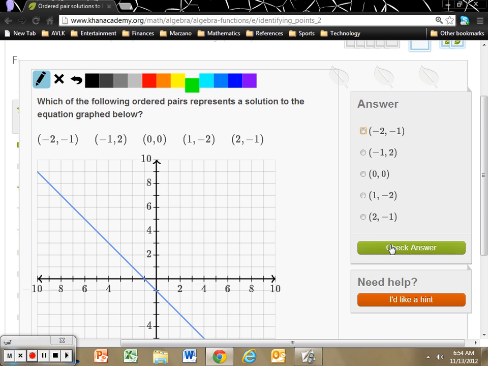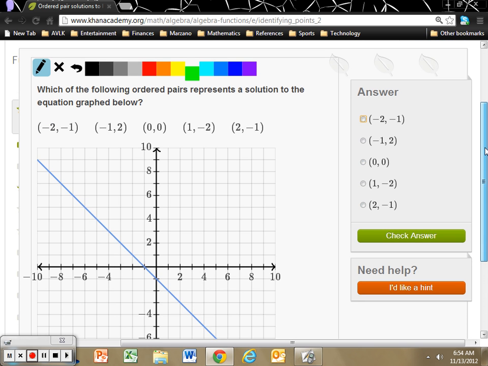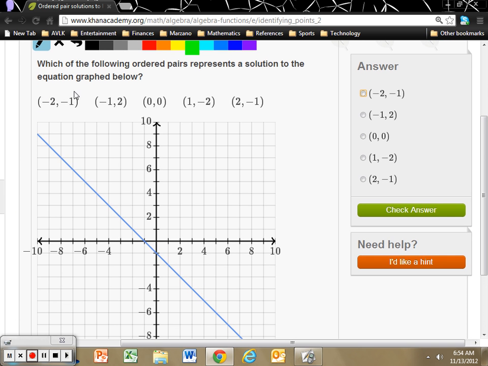Alright. Now, a little different here. It says which of the following ordered pairs represents a solution to the equation graphed below. So this is an equation graphed. This is the line here on this coordinate plane. Now what I'm going to do is plot each point to see which of these points fall on this line. So the first one is -2, -1. Again, this is my x value. This is my y value.